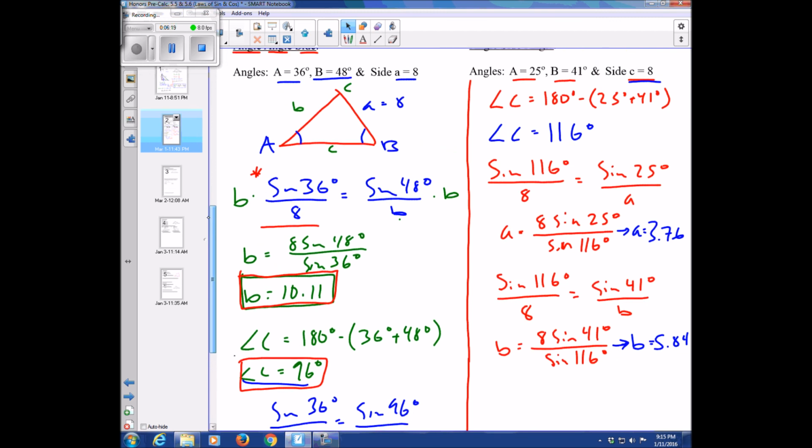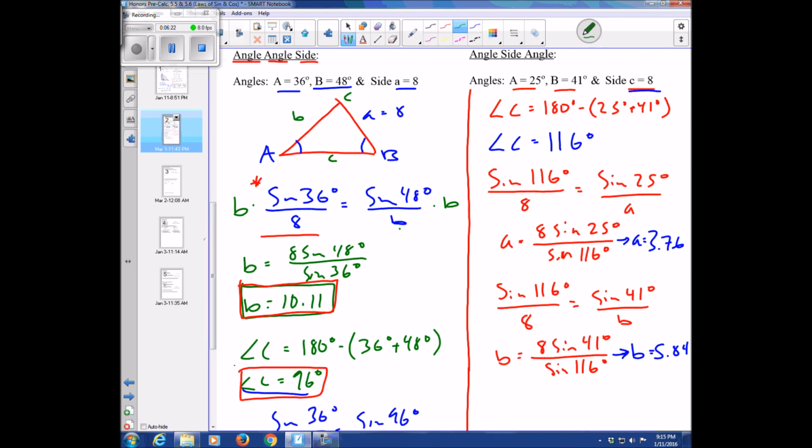Okay, so we can solve for our angle C right off the bat by saying that angle C has got to be equal to 180 degrees minus the sum of the other two angles. That gives us angle C as 116 degrees. Now we've got our angle C and our side C, and we can use those in a ratio to solve for side A and side B, the other two dimensions we're missing.